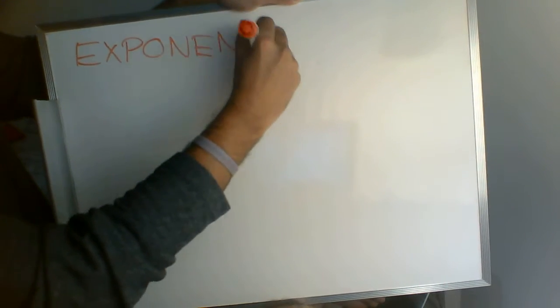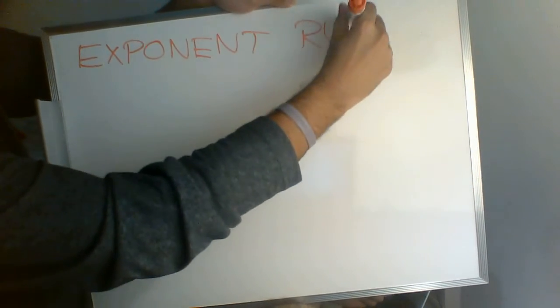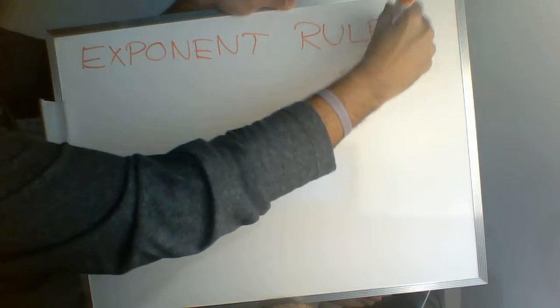But we're going to move away from the numbers for the next couple of minutes to talk about some exponent rules. So what I'm going to do is write down the exponent rules with letters, and then I'm going to give you an example using numbers, right, so that you can see how it works.